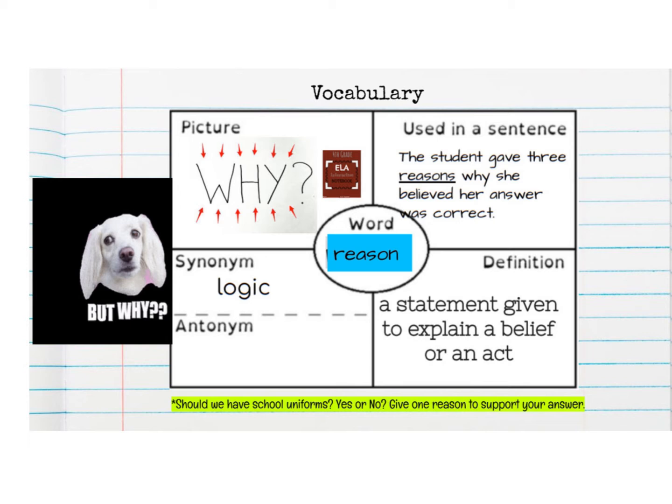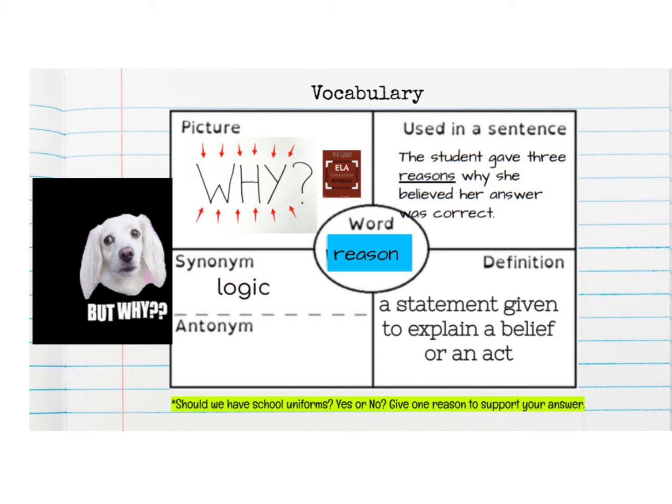Please draw your picture now. It can match my picture or it can be your own picture. So you might draw yourself explaining the reason you left your dirty socks in the living room. Make sure your image shows the word reason. We're all drawing a picture. Notice my sentence as you're drawing.